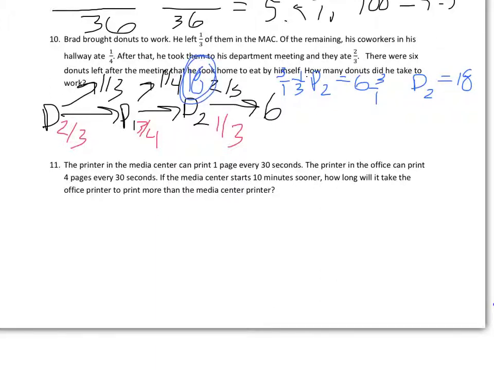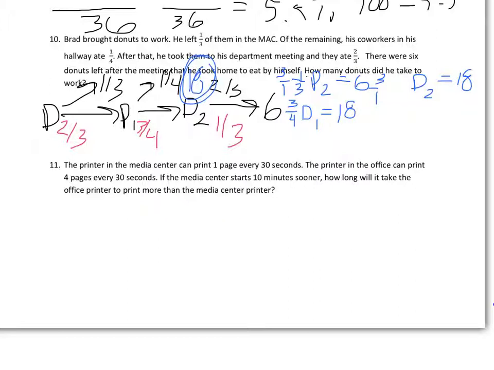18 donuts, which makes sense. 2/3 of 18 is 12. You take 12 donuts away, you're left with 6. Now, to get back to D sub 1, we know that 18 represents 3/4 of the donuts we had at D sub 1. So 3/4 of D sub 1 is going to equal 18.